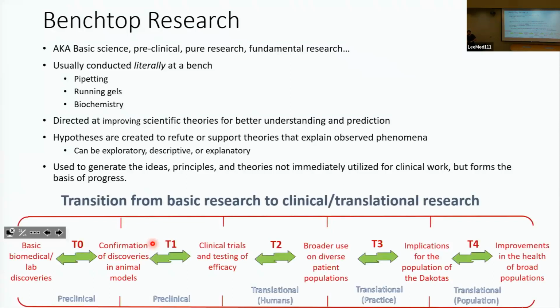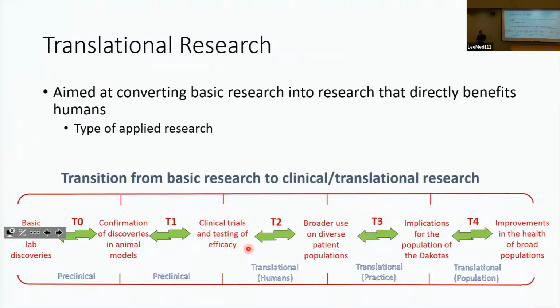And to give a little bit more context to this, if we go from basic research all the way to clinical research, there are actual formal definitions of different stages along the spectrum. So at T0, we have the basic biomedical or lab discoveries, and then at T4, all the way on the other end, we have improvements in the health of broad populations. So very clinical in nature, and then very basic in nature, and you have things in between. And in between, we have what's called translational research. So translational research is research that's aimed at converting basic research into research that directly benefits humans.